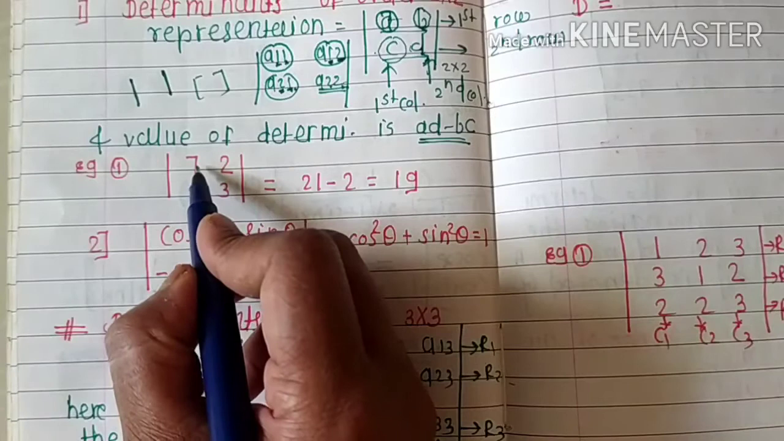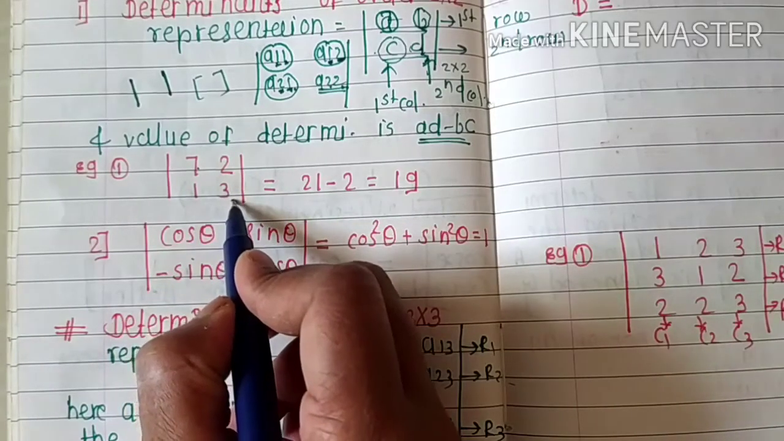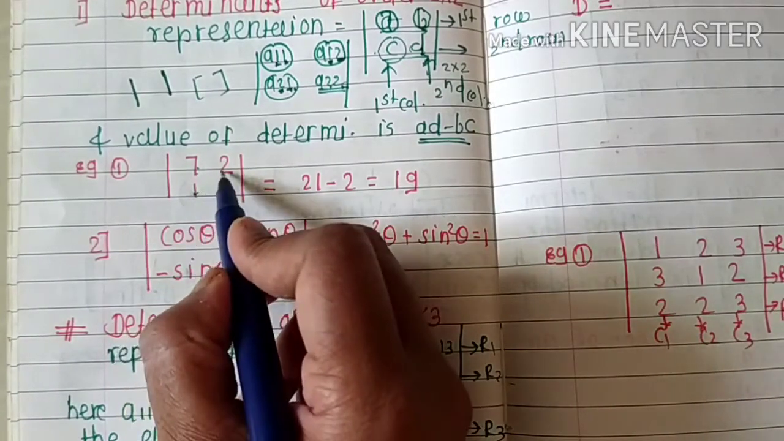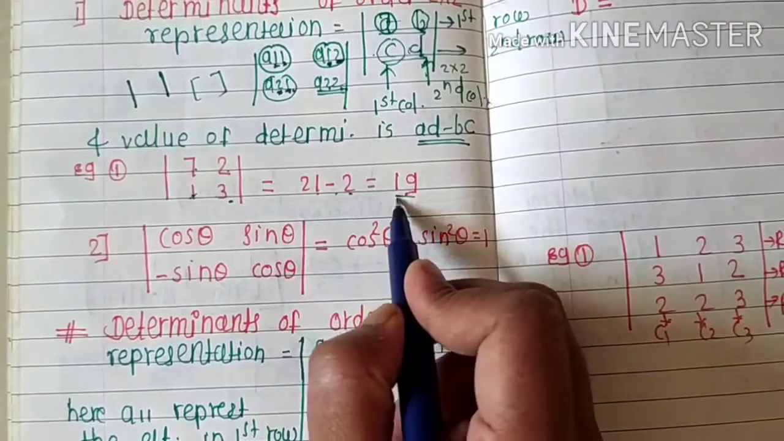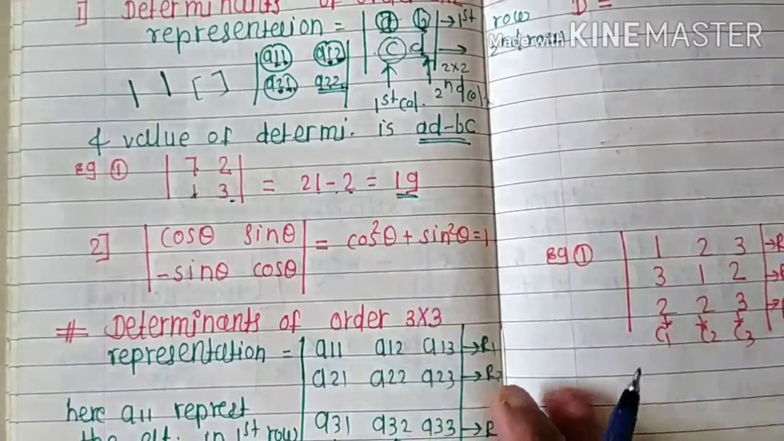Taking cross multiplication, that is 7 into 3 is 21, the middle is a minus sign, 1 into 2 is 2, meaning 21 minus 2 is 19. The value of this 2 by 2 determinant is 19.